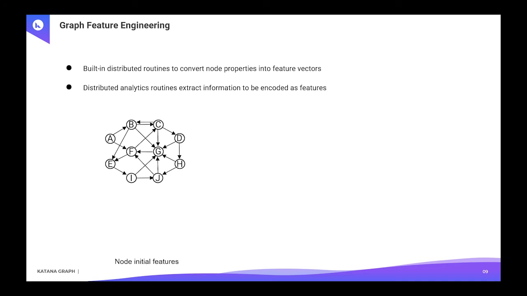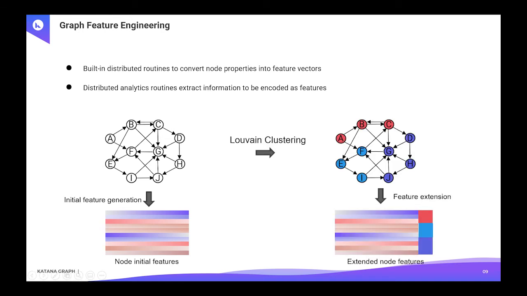So we can run analytics to extract information from the entire graph to augment the features. For instance, we can run Louvain clustering, and as a result, we have a categorical value for each node to represent the cluster it belongs to. We can add such values to the feature vectors. There are also other analytics routines we can use, like PageRank and graphlet counting for feature augmentation.